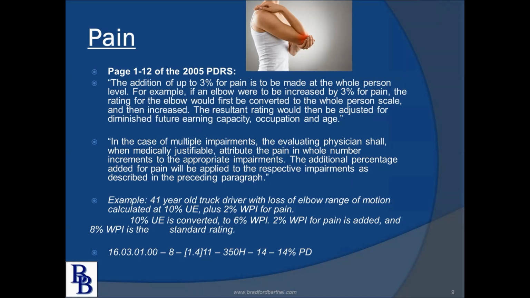And so here's how the string would work: 16.03.01.00, that's elbow range of motion impairment, and we're using 8 for the standard WPI, the adjustment factor of 1.4, and then you rate it out that way. So the pain is added to the WPI, and that's adjusted through the normal rating string. So that's pain and how the 2005 PDRS looks at it.